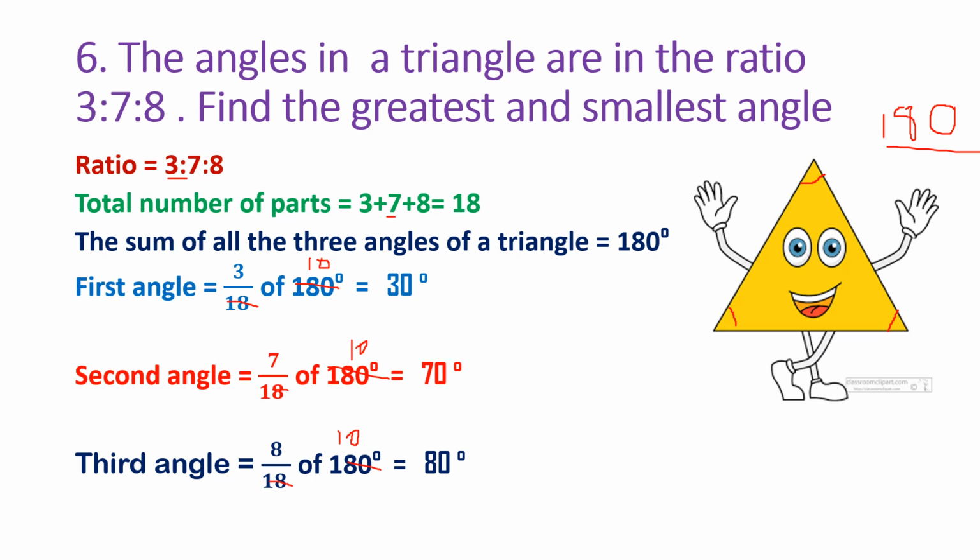Now they are asking us the greatest angle. So which is the greatest angle? 80 degree. And which is the smallest angle? 30 degree. Okay. So this is how we have to do.